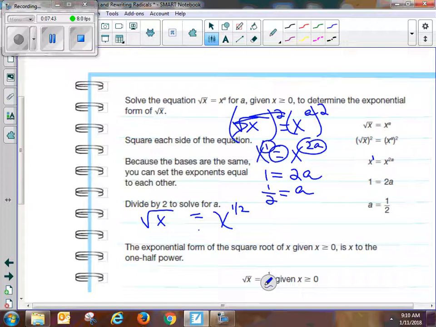Now, this one came with a restricted domain. It said x has to be bigger than or equal to 0. Anybody know why? Why did this problem have a restricted domain? You know this. Because you can't square root a negative. So remember, when you have a square root, a 4th root, a 6th root, an 8th root, etc., your x had to be greater than or equal to 0. That's what that is. Question on this? Okay.